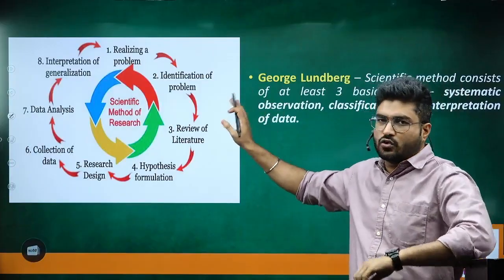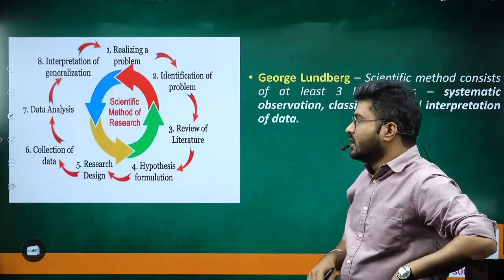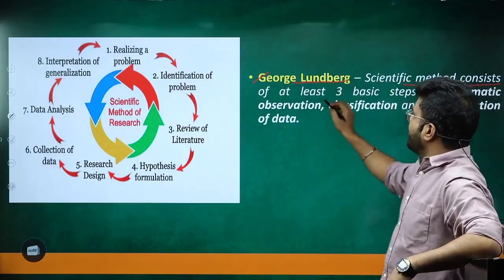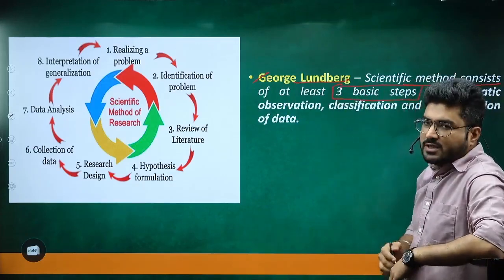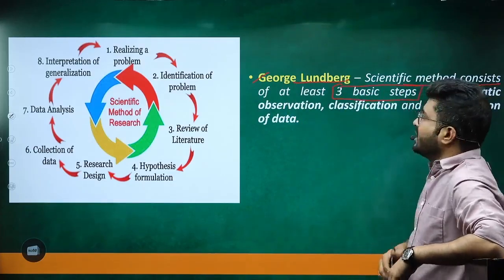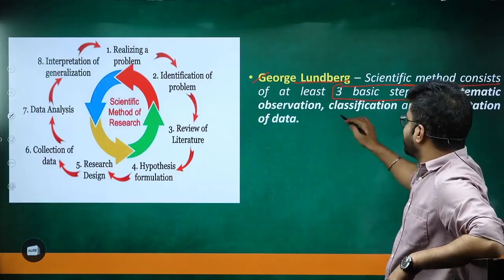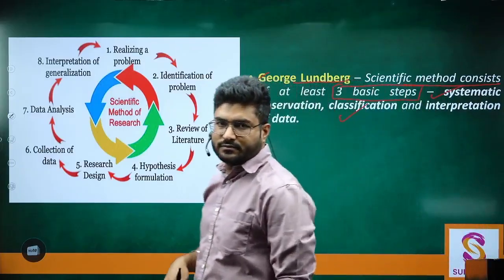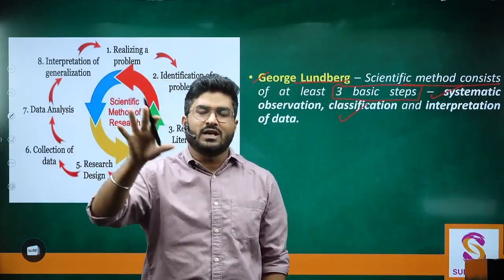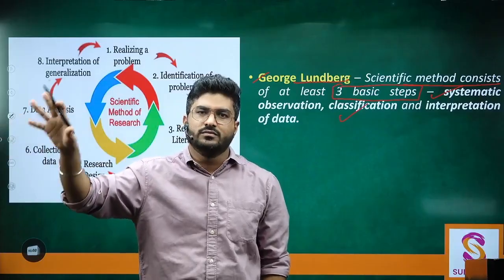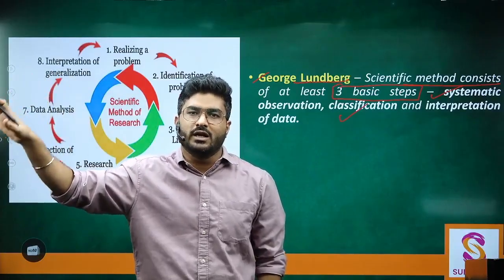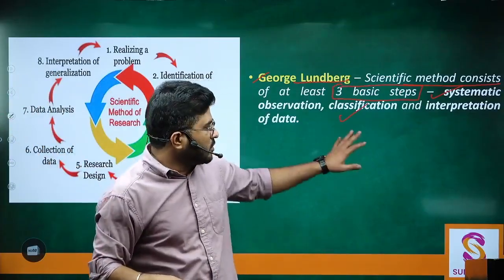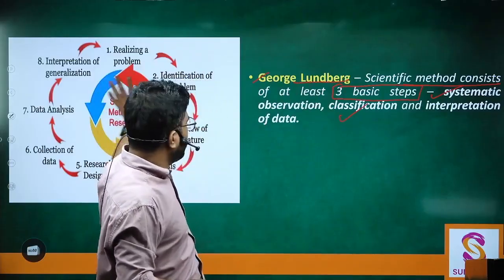The chart that we left behind, we will do it again now. According to George Lundberg, scientific method consists of at least 3 basic steps. What are those 3 basic steps? First, there is systematic observation. Second, there is classification. And third, there is interpretation of data. First observe, classify, basically separate the data, find the data, then interpret it so that you can generalize further and build a theory. So he tells us about all these processes which we'll be dealing with now, 8 processes.